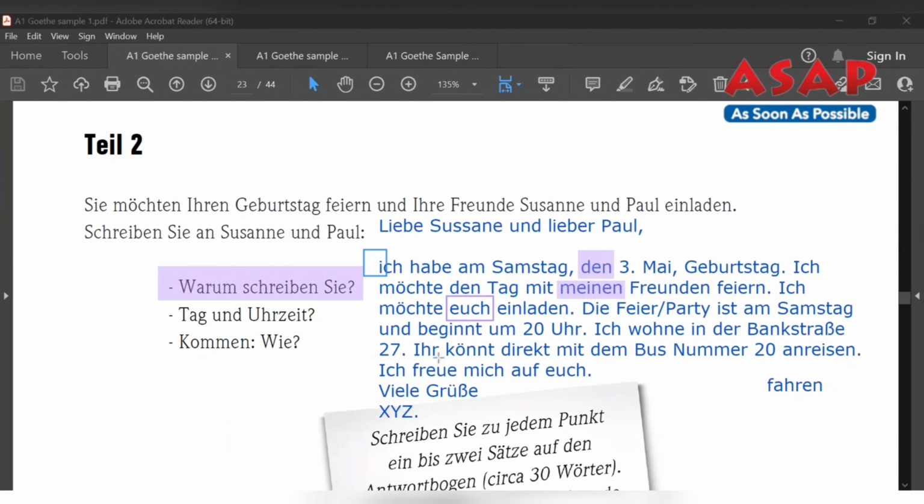Ich wohne in der Bank. Ihr könnt. So this is what I was talking about when it is in ear form. Ihr könnt direkt mit dem Bus. So I'm considering you guys can come. Ich freue mich auf euch.